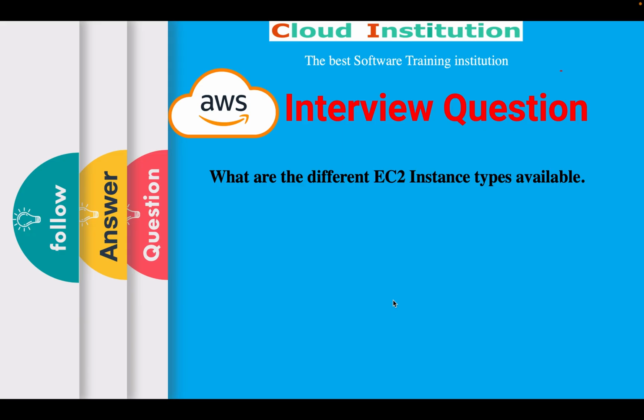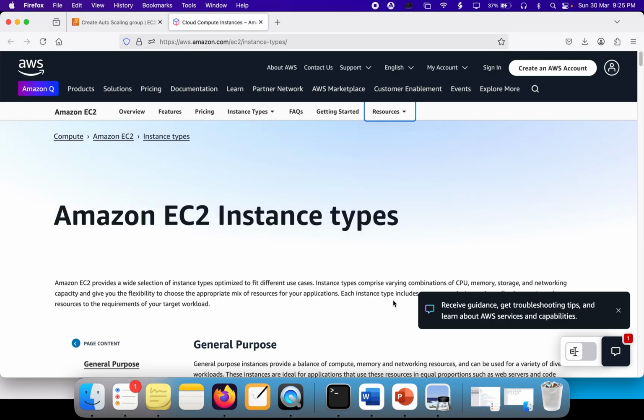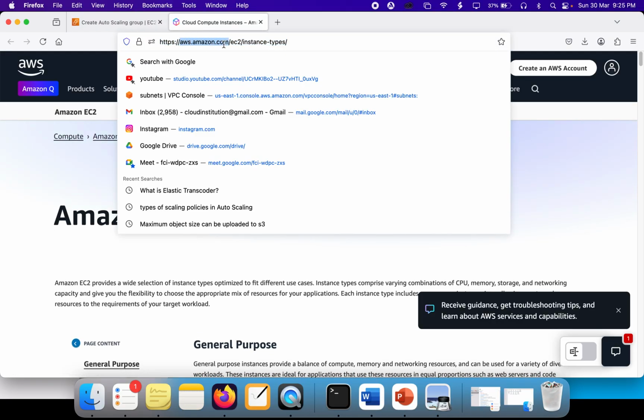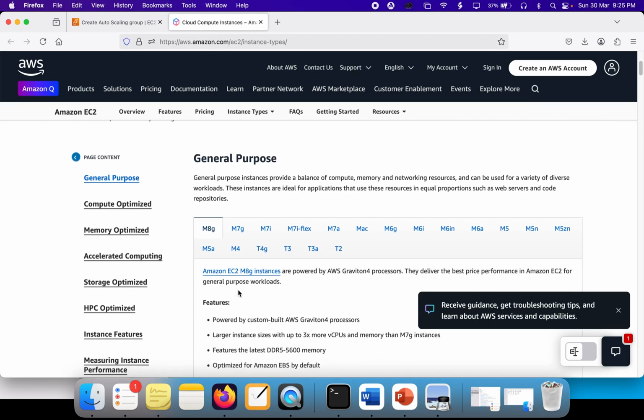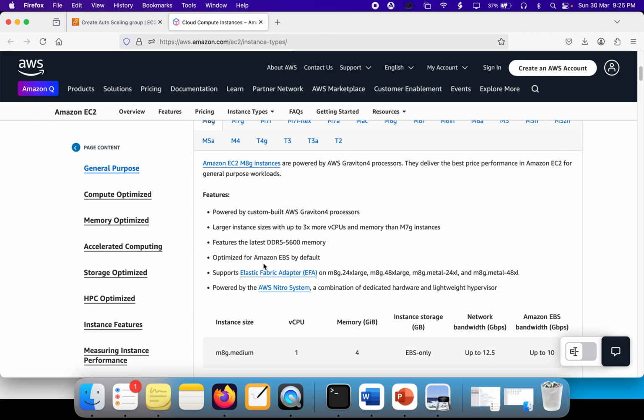Okay, so this particular interview question will be explained in such a way that you have to go into the AWS console, or type aws.amazon.com and then type EC2 instance types. You can also search this in Google. We'll get into these pages. So these are all the instance types that are available.